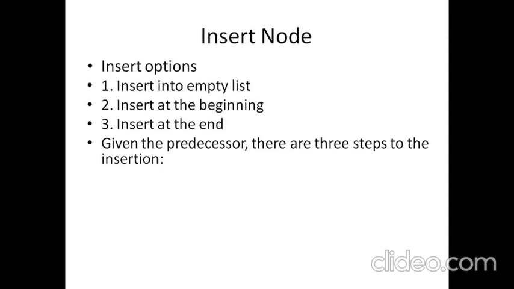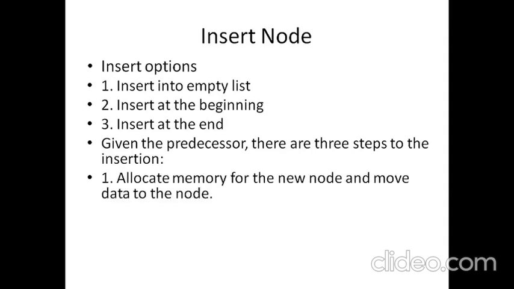Given the predecessor, there are 3 steps to the insertion. First step is we must acquire the memory for the node. So for that, if you are implementing in C, then you will be using the malloc function. So you must create the memory needed for representing the node. So memory allocation. Next is point the new node to its successor. So whichever position we want to add the new node, we must make it point to the successor. That is, the link field of the new node should contain the address of its successor.